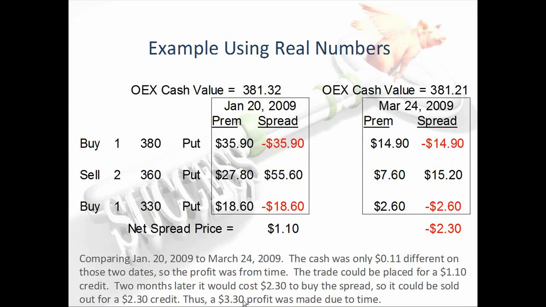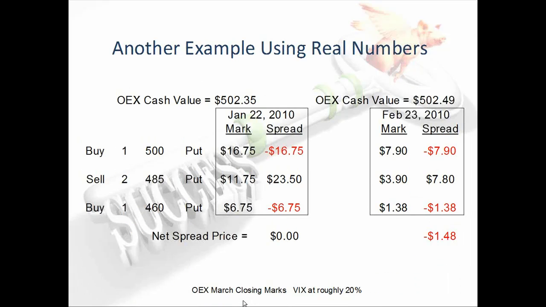So let's go on to the next slide. And this is an example from last week. Actually, it's almost 2 weeks ago right now. But once again, I isolated the cash values. You'll see that the January 22nd cash value was $502.35. February 23rd, which is 1 month and a day, its cash value was $502.49. So we were 14 cents off. It doesn't get much closer in OEX cash than 14 cents between two different time periods.